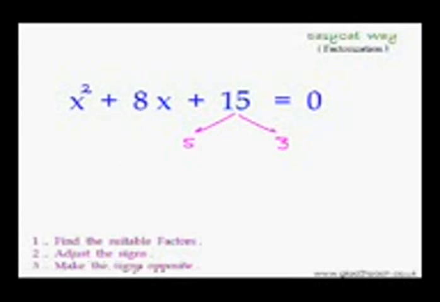So now just make the signs opposite. So this will become minus 5 and this will become minus 3. Question solved. See, solving a quadratic equation was never that easy.